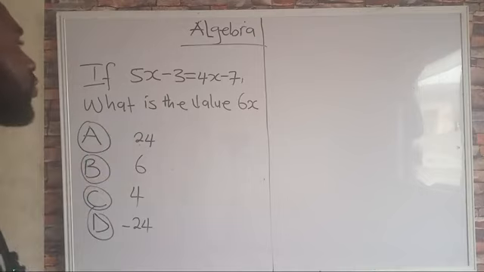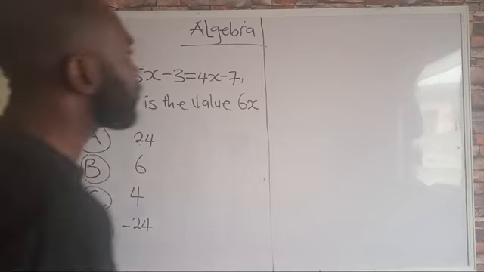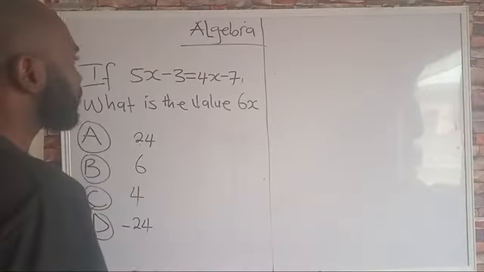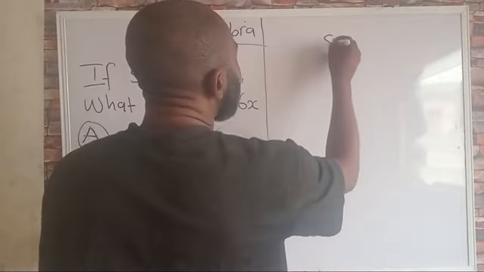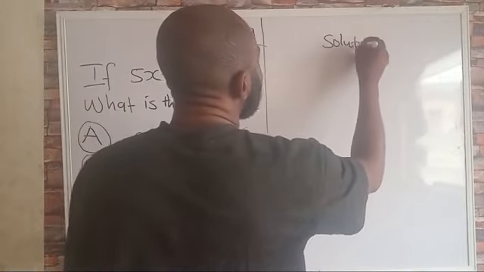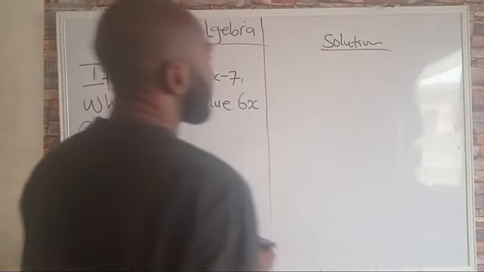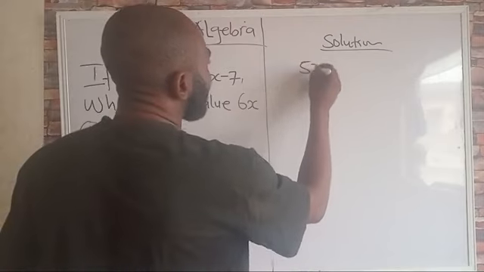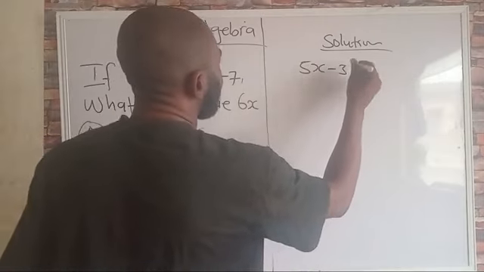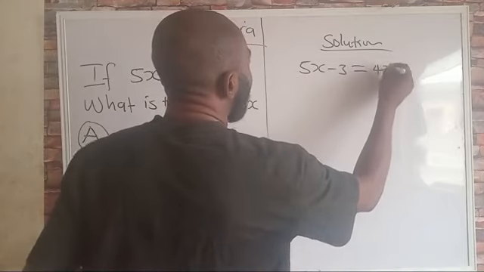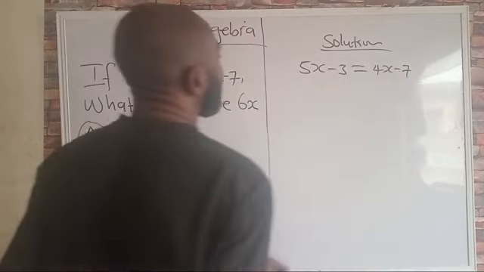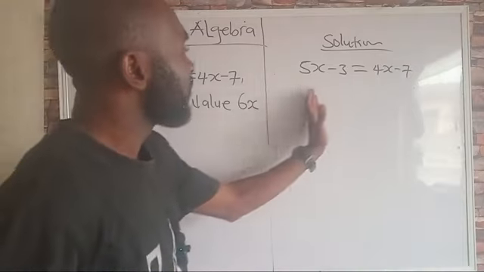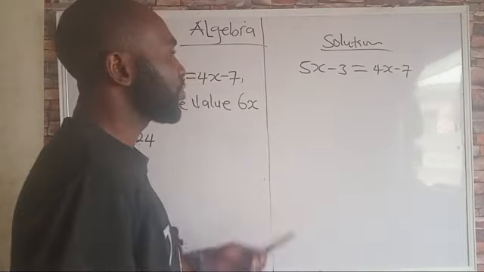This is a linear equation. So this is how you solve a linear equation. Any question you have, there must be a solution to it. So now let's write out the question: 5x minus 3 is equal to 4x minus 7. This is a very straightforward equation.